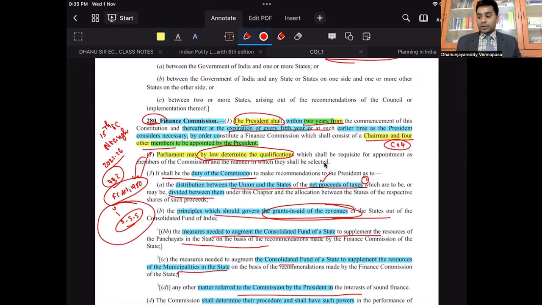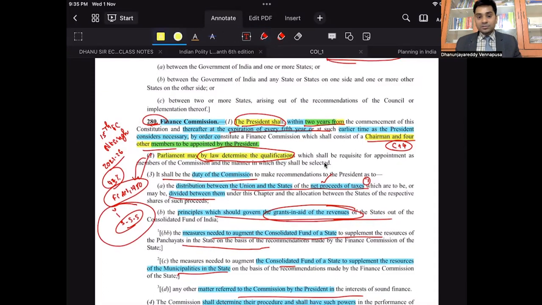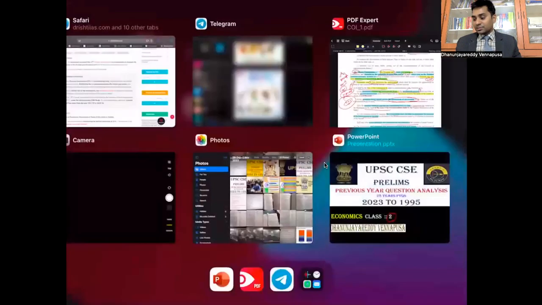This is extremely important. Now, clause 3 says what the duty of this commission is. The duties are very clear. Vertical devolution of taxes, that is between the union and the states, and how that has to be divided and how that has to be allocated between the states. So from union to states, how it has to be divided among the states, what should be the formula that we have to have. So what is the formula that the 15th Finance Commission has recommended?